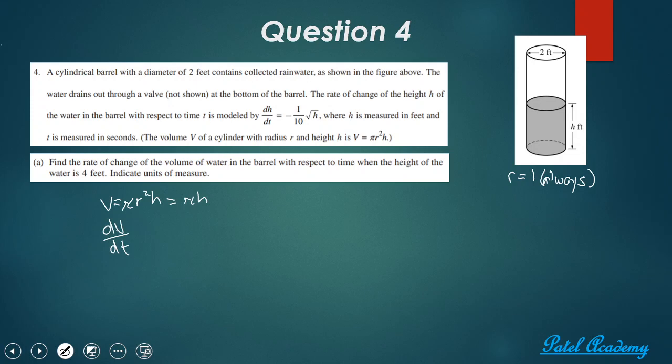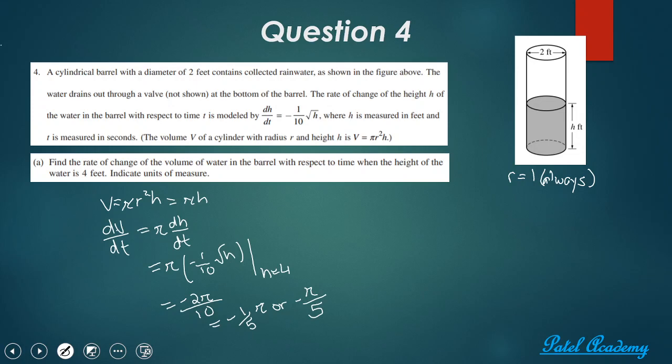So dv by dt is going to be equal to just pi times dh by dt. Just implicit differentiation with respect to time. Alright, so what I also know is that dh by dt is equal to negative 1/10 root h. So if I evaluate this at h is equal to 4, I just get negative 2 pi over 10, because root of 4 is 2, so I get negative 2/10 times pi, so negative 1/5 pi, or negative pi over 5.